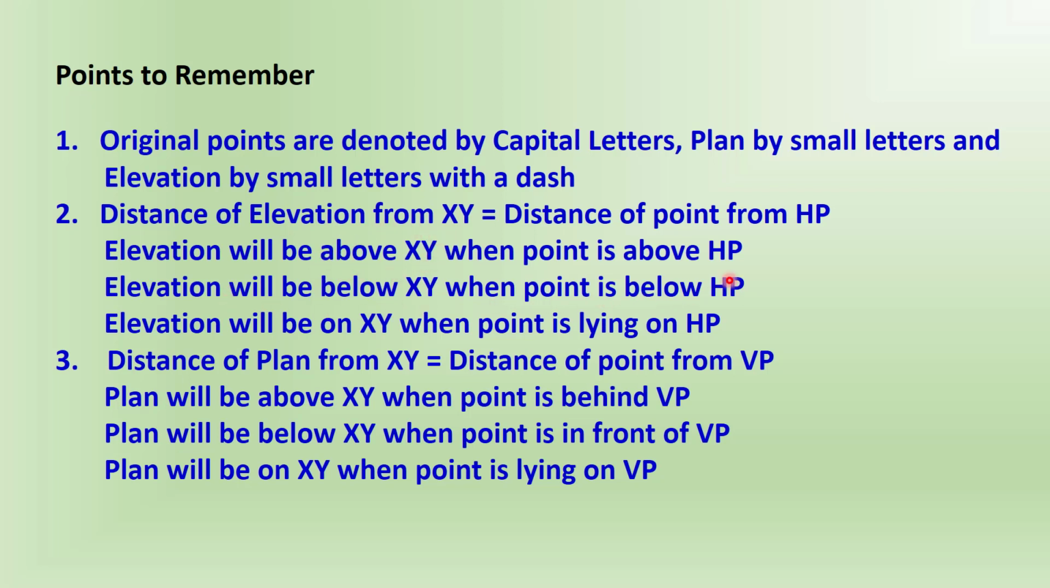If the point is below the horizontal plane, the elevation also will be below the XY line. Now the elevation will be on XY if the point is lying on the horizontal plane. That is very important. So if the point is at a distance of 30 mm above the horizontal plane, you will get the elevation as 30 mm above the XY line. If the point is lying below the horizontal plane at a distance of 20 mm, then you will get the elevation below the XY line by 20 mm. If the point is lying on the horizontal plane, then you can mark the elevation on the reference line.